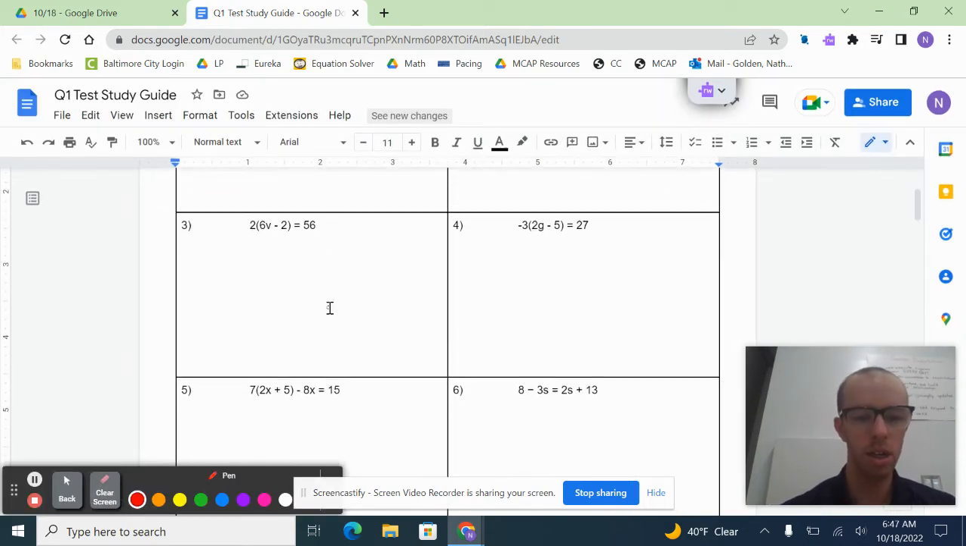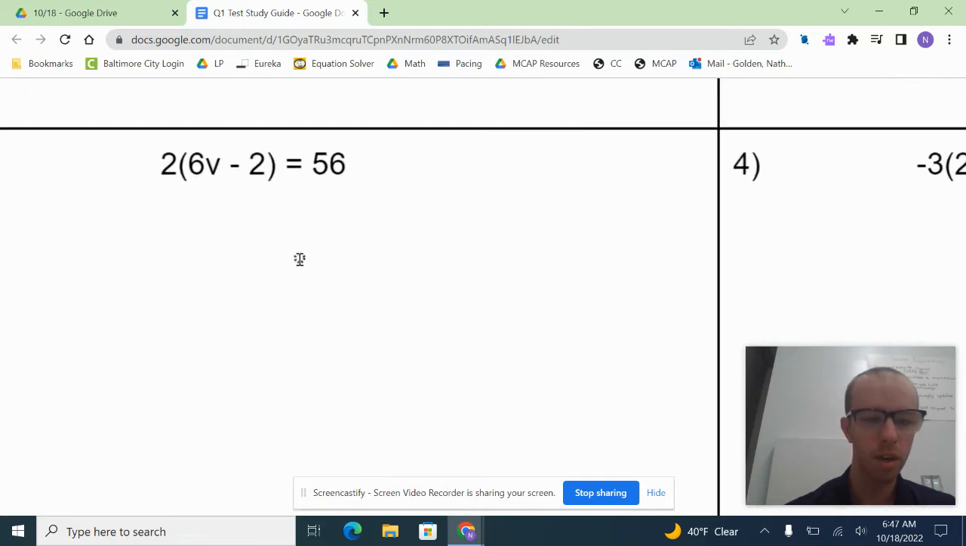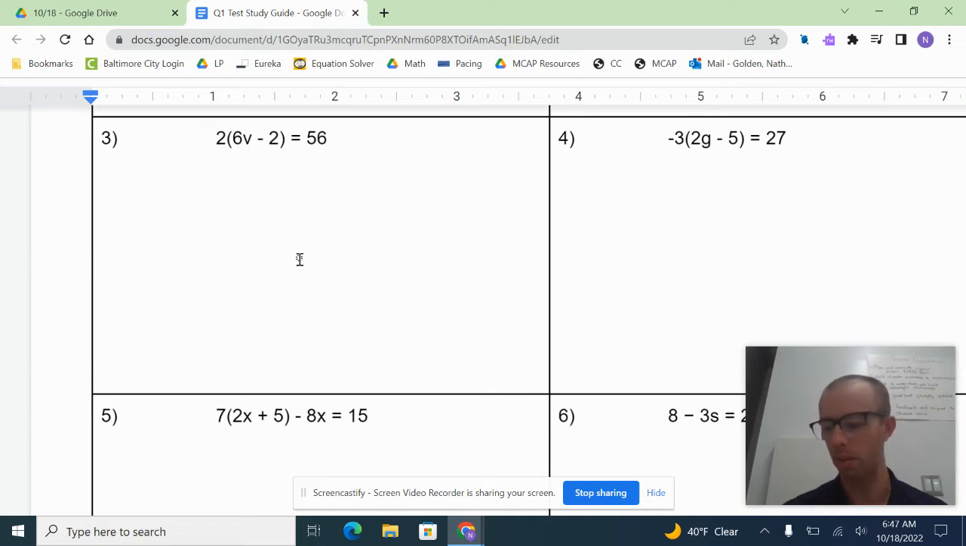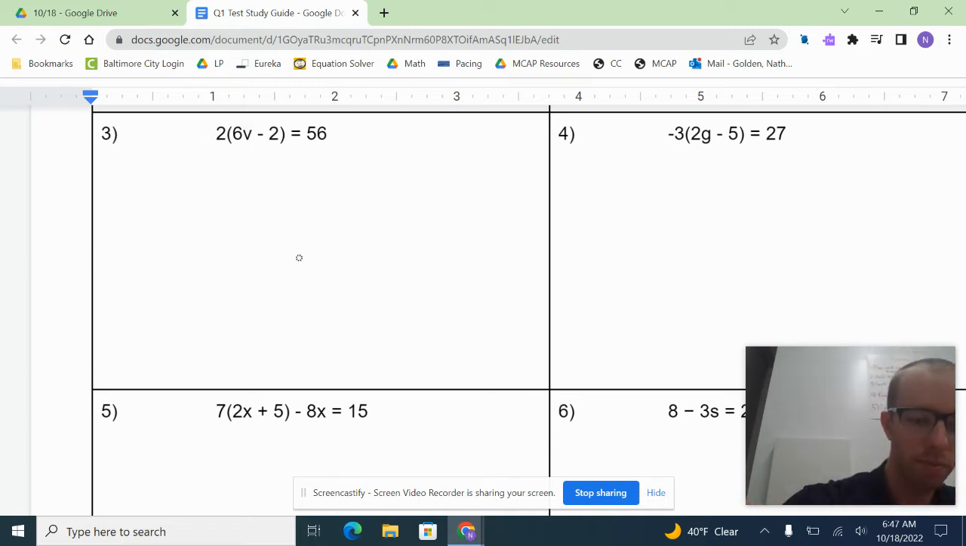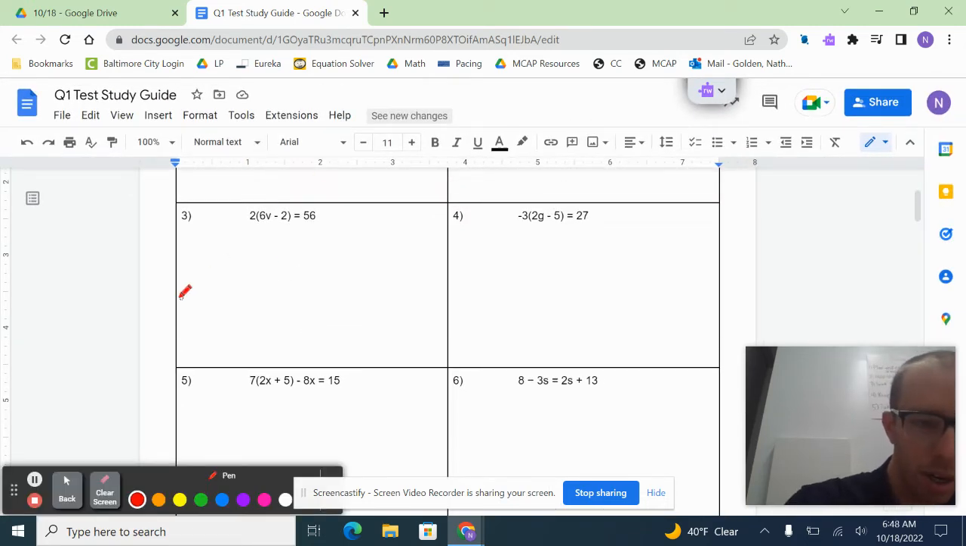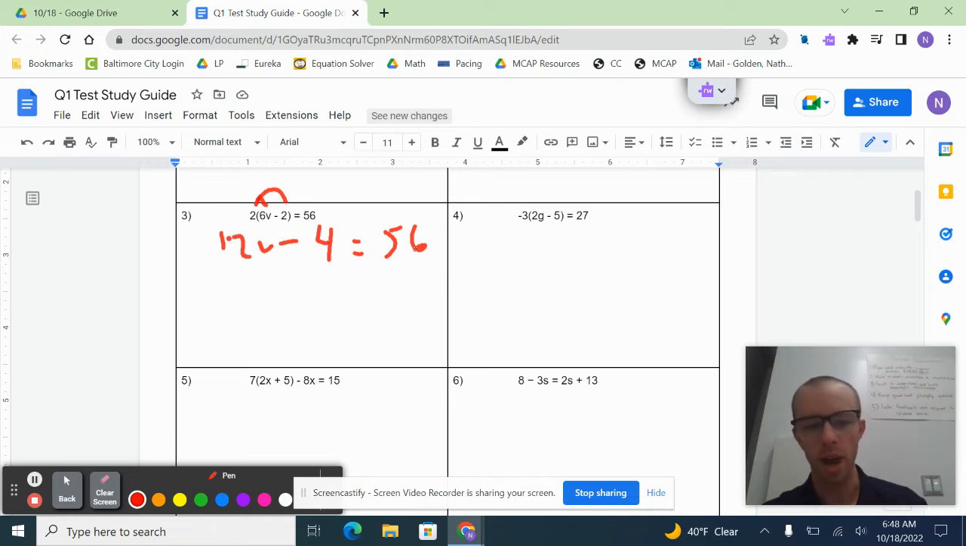All right. Number 3. This one has an extra step. So again, they're progressively getting more complicated. I'm going to start by distributing this 2. 2 times 6v is 12v. 2 times negative 2 is negative 4 equals 56. So with just one step, I turned it into a two-step equation.